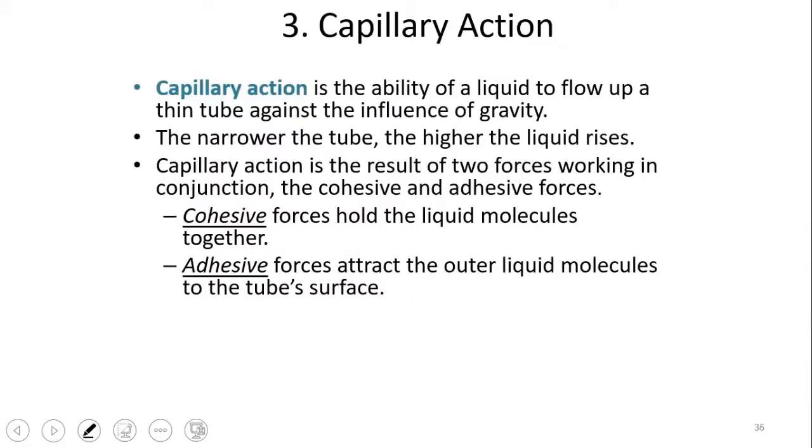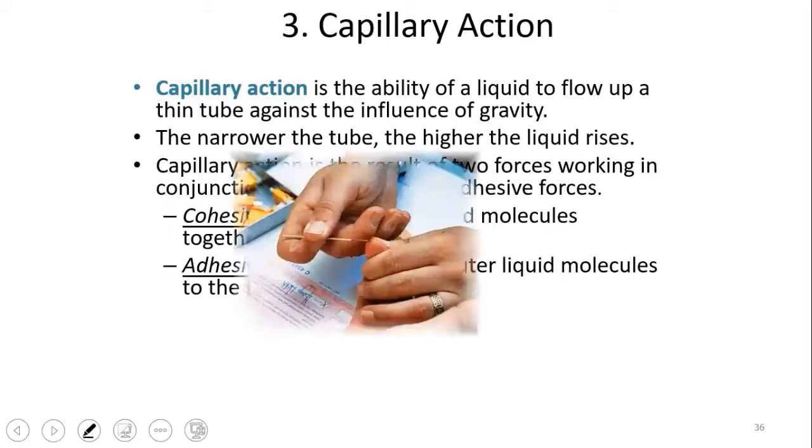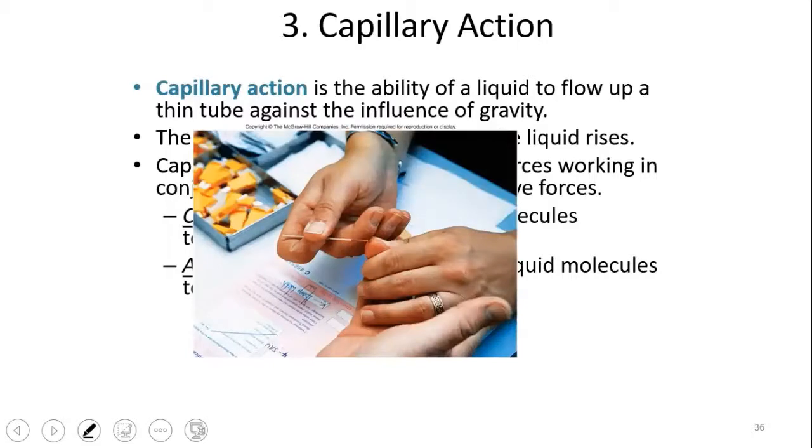All right, here is another property, capillary action. It's the ability of a liquid to flow up a thin tube against the influence of gravity. The narrower the tube, the higher the liquid rises. Now, in these days where people are concerned about their health, you may have had at some point a lab test and they took blood out of you this way. They punch a little hole in your finger. Ouch. And then they put a small capillary tube, and you can see the blood going very quickly up that tube. That is what is called capillary action.